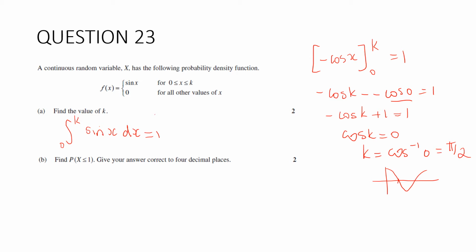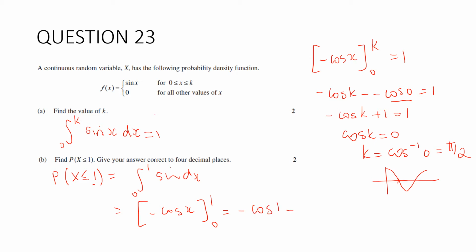Alright, part B. Find the probability that x is less than or equal to 1. So now we're going to set up our integral again. We're going from 0. This time our upper limit is 1. Sine x dx. We've already done this integration. Negative cos x in between 0 and 1. We're going to substitute the 1 in. Take away negative cos 0. It's going to end up being 1. Take away cos 1. Make sure your calculator is in radians. And we're going to end up with 0.4597.